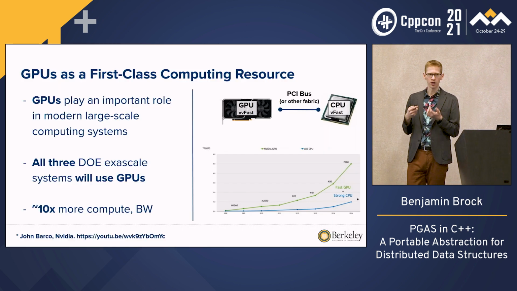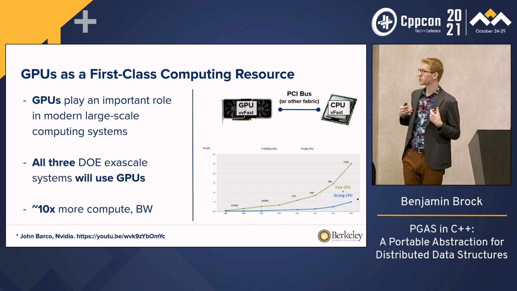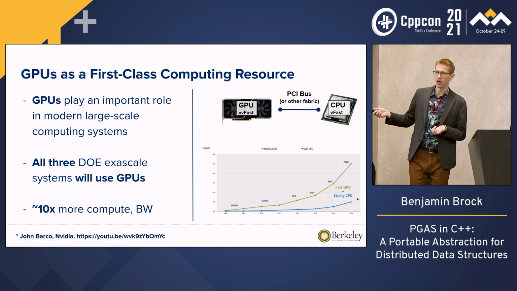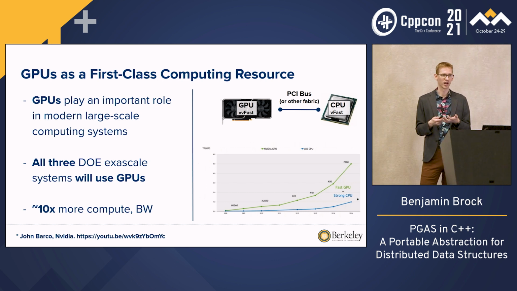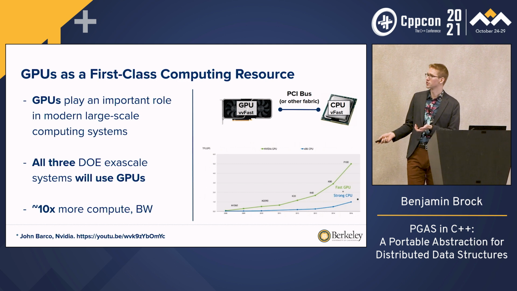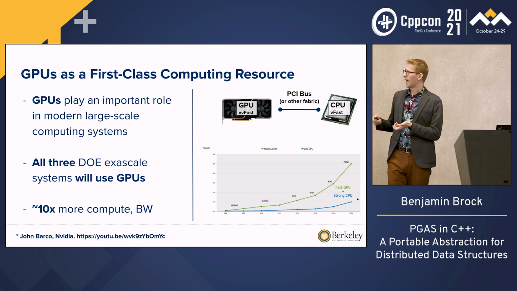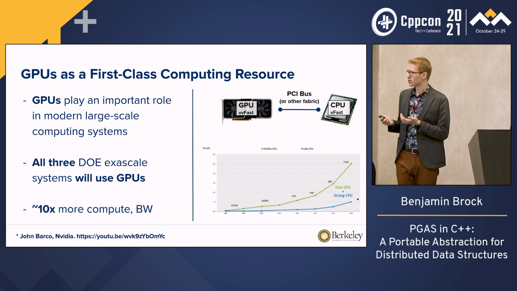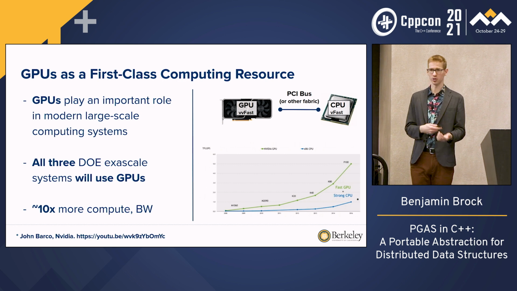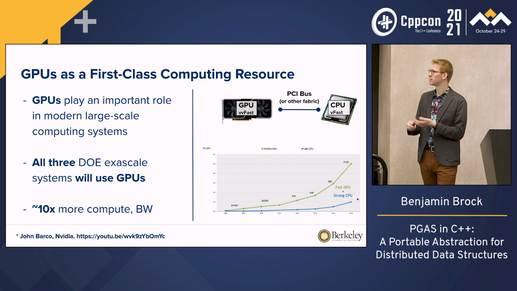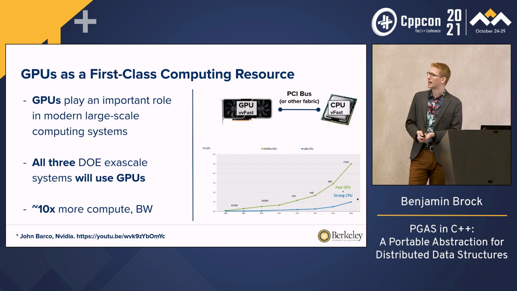So GPUs are more and more ubiquitous, and particularly for us in the supercomputing world, more and more of the big supercomputers are deriving a lot of their power from GPUs. And GPUs come with a lot of challenges, right? They generally have something on the order of 10 times more compute and more memory bandwidth than traditional CPUs would.